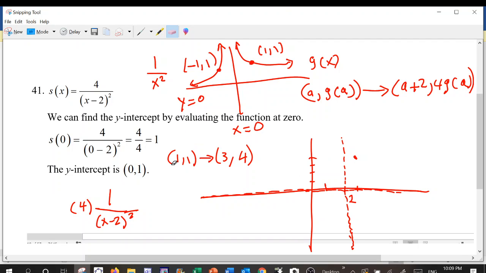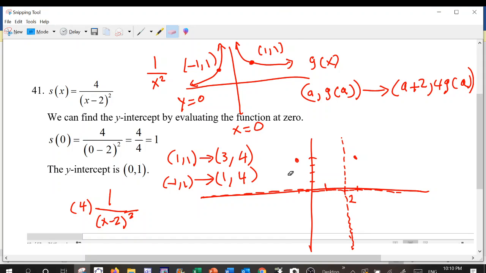And what happens to negative 1, 1? Well, remember, negative 1 plus 2 is 1, and 1 times 4 is 4. So it goes to 1, 4. Negative 1, 1, that's correct, okay, plus 2, and then multiply by 4. So it's negative 1 and 4 right there, right?